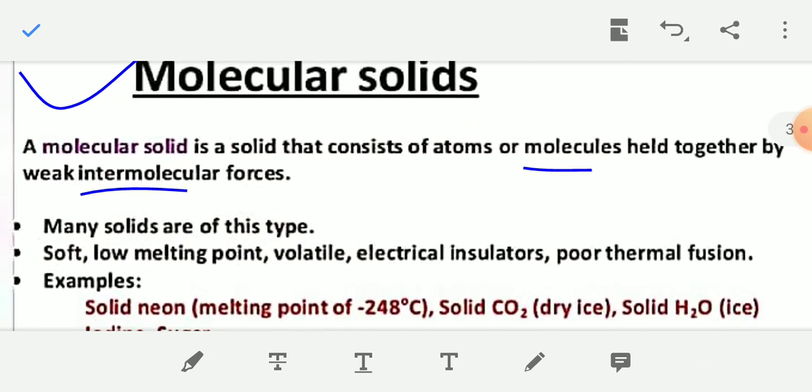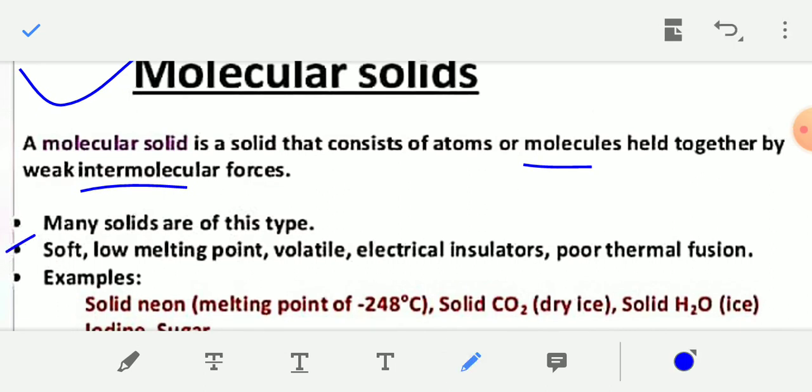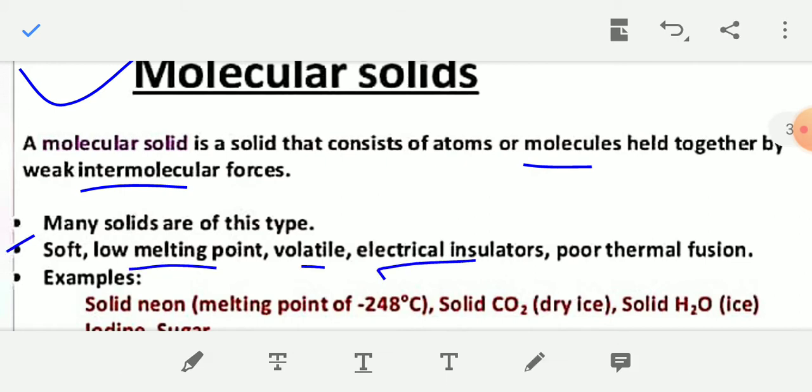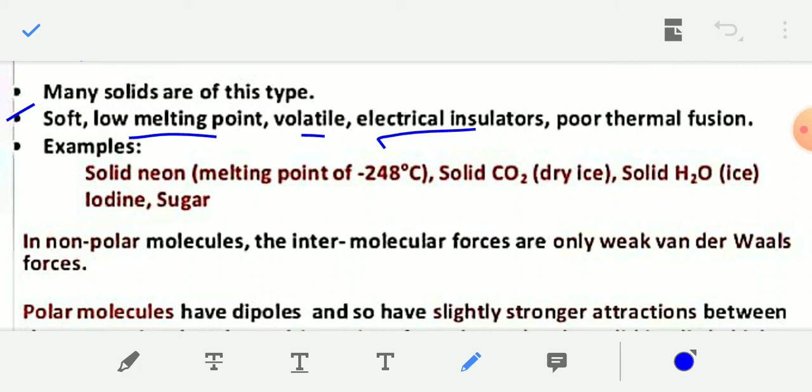Now see some properties of molecular solid. They are mainly soft, with low melting point, they are volatile and electrically insulating, and have poor thermal conductivity. There are many examples: solid carbon dioxide, solid water that is ice, sugar, and iodine are all molecular solids.